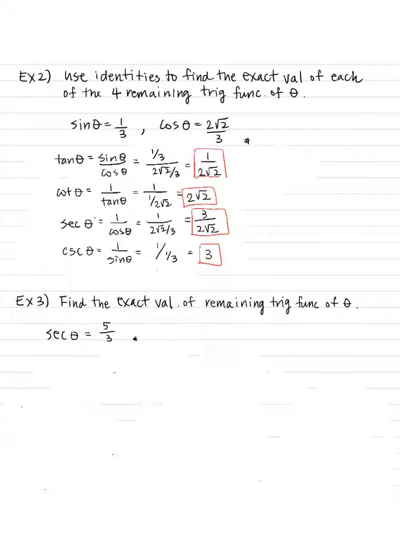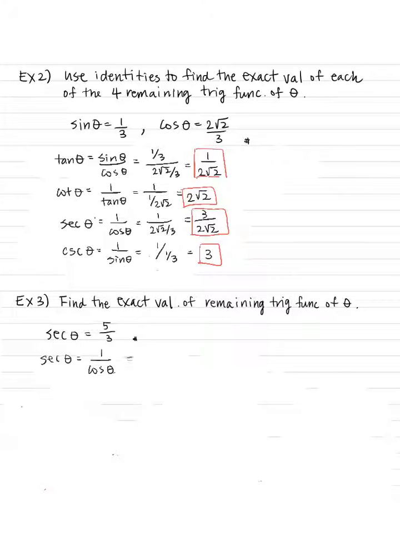For the next example, let's call this one example 3. Find the exact value of the remaining trig functions of theta. So in this case, you're just given one trig function, which is secant of theta equals 5 over 3. Okay, so let's see what we can do with this. First note that secant of theta is what? Reciprocal identity for the secant is 1 over cosine of theta.